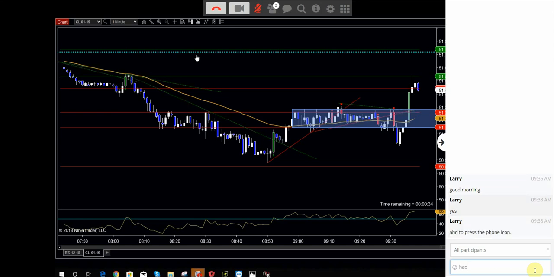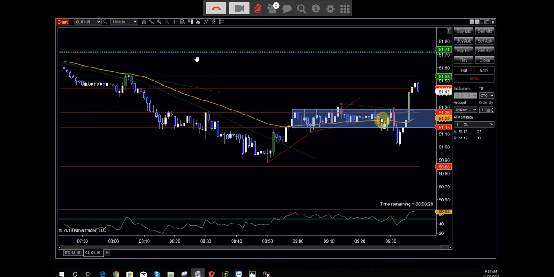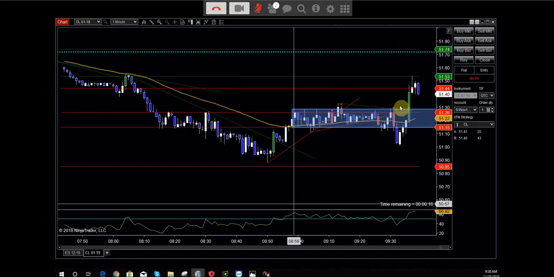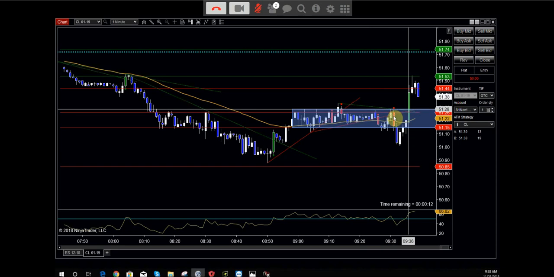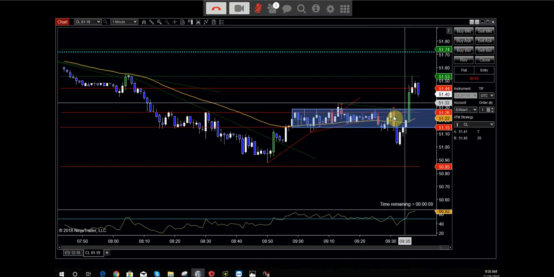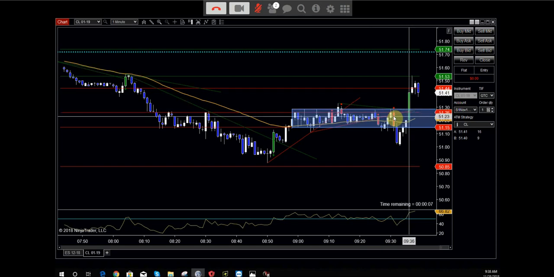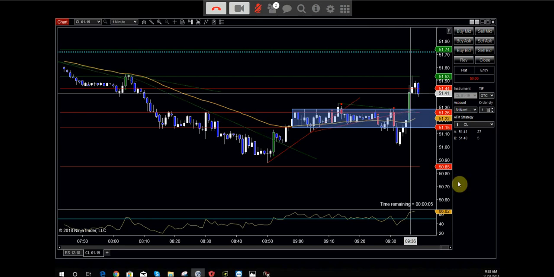So we got past the 9:35 mark on the ES, so we're waiting for a setup. CL right here, it's choppy. Just broke out of this range. Had a buy signal that broke out of the range, but it was too big of a bar to take.